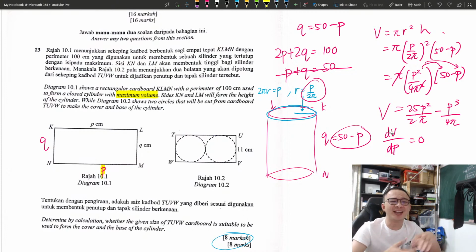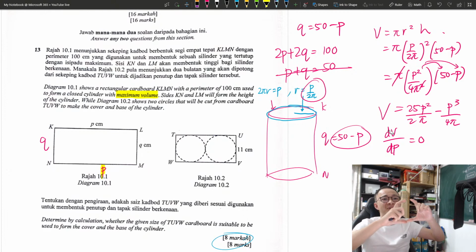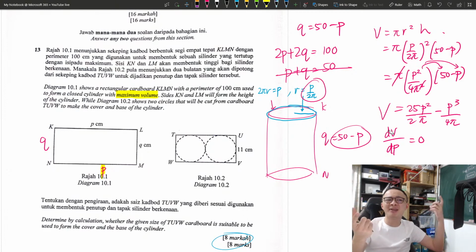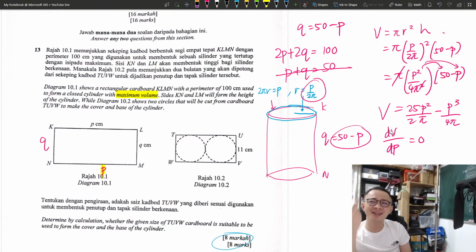Right now they are not talking about maximum rectangle. If yes, then maybe like maximum area of rectangle, then maybe I find the area. But in this case, they say maximum volume of the cylinder. So therefore, I need to find the volume. So it's very important to read this kind of question. Yeah, if not, you will be wondering why this question tells me about the cylinder. They just give me a rectangle and two circles. Why do they want to tell us about cylinder?